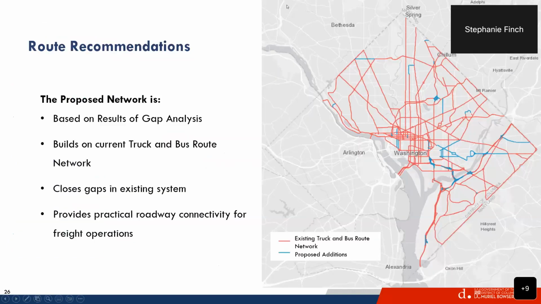Thank you, Stephanie. So in terms of the route recommendations, what we started off with is the existing truck route network that DC already has. And on top of that, we superimposed the gap analysis that Stephanie talked about. And then obviously we used some engineering judgment to make sure that the positive truck routes make sense and are the most effective in terms of origin destination pairs and connections.